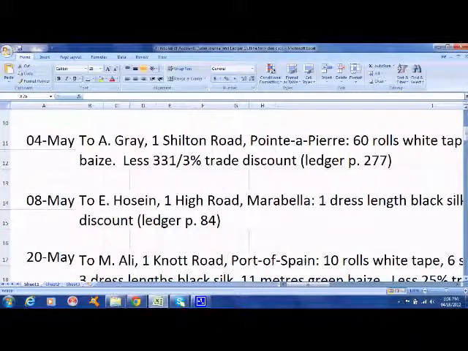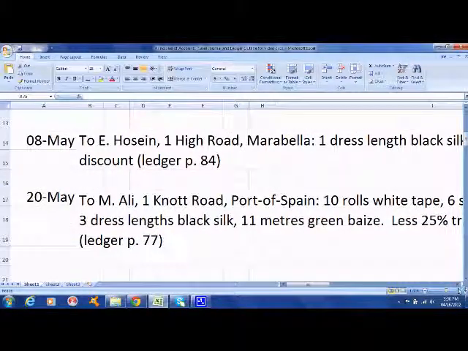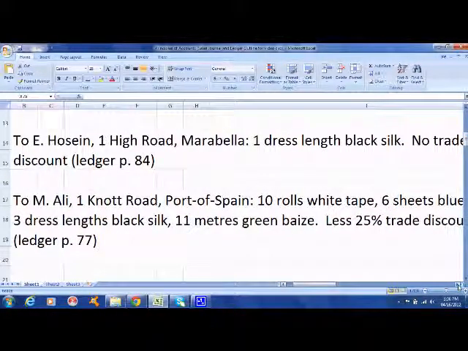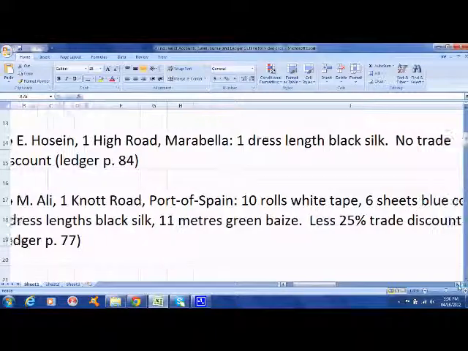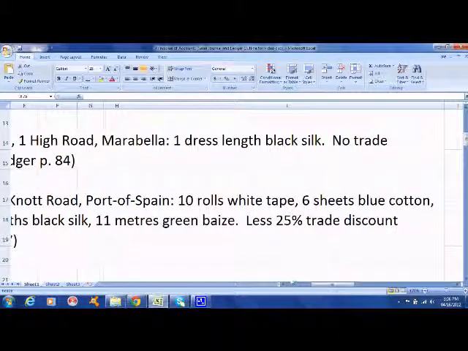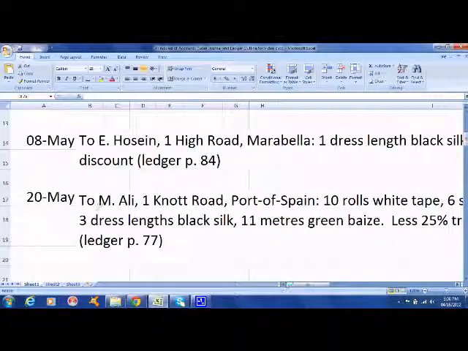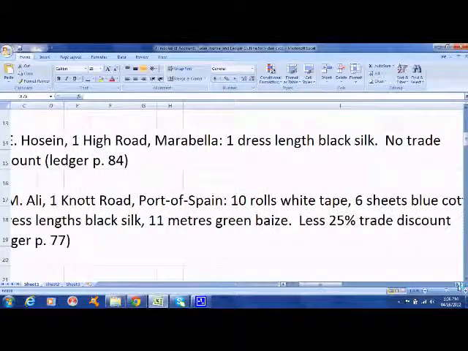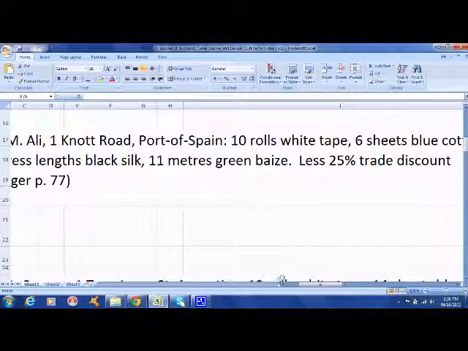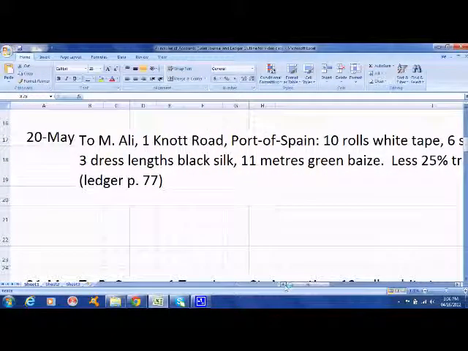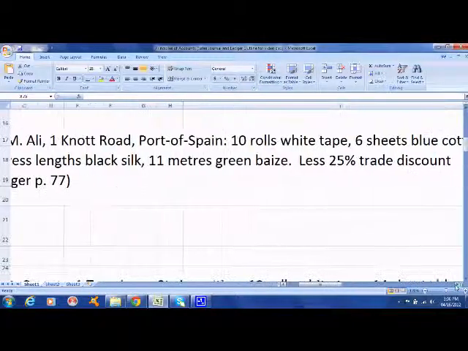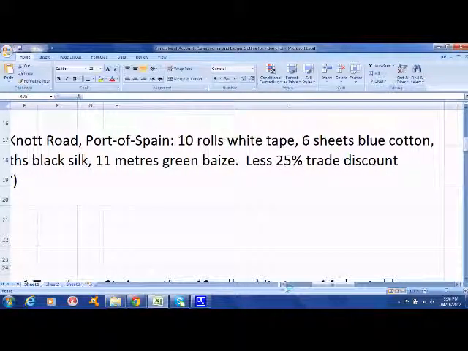Then we go down to May 20. May 20 says to M. Ally, 1 Knot Road, Port of Spain, 10 rolls white tape, 6 sheets blue cotton, 3 dress lengths black silk, 11 meters green bias, less 25% trade discount, and ledger page number is what? Page 77. So this will go on page 77 of the sales ledger. That is what it is saying.